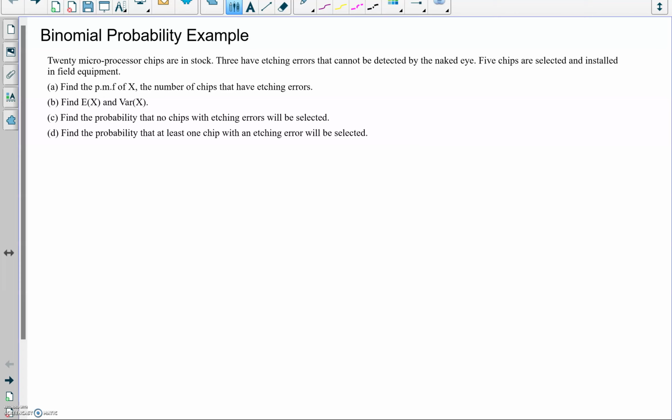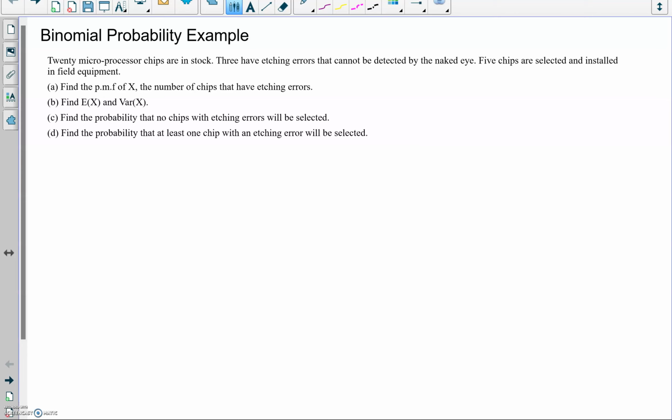Binomial probability example. There are 20 microprocessor chips in stock in this example. 3 have etching errors that cannot be detected by the naked eye. 5 chips are selected and installed in field equipment. In part A, they want you to find the PMF, basically your probability distribution of X, the number of chips that have etching errors.